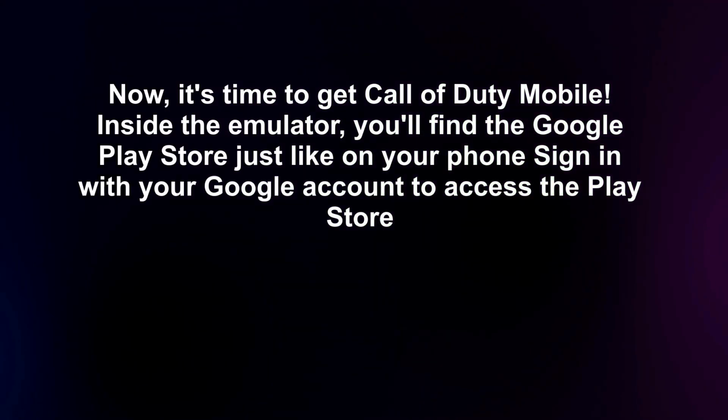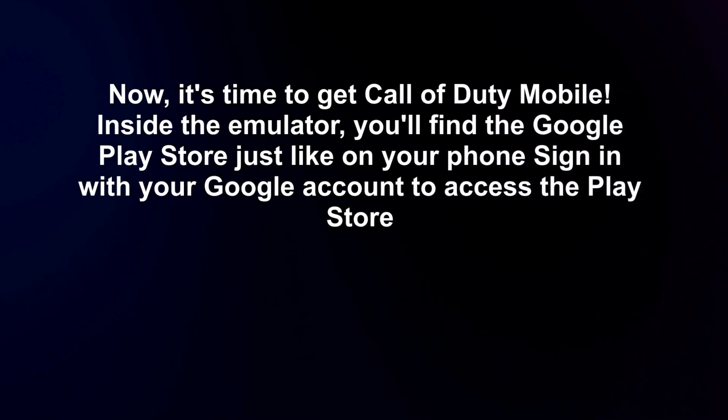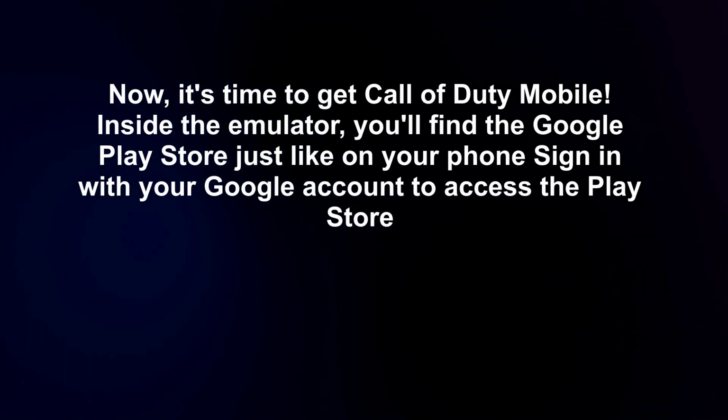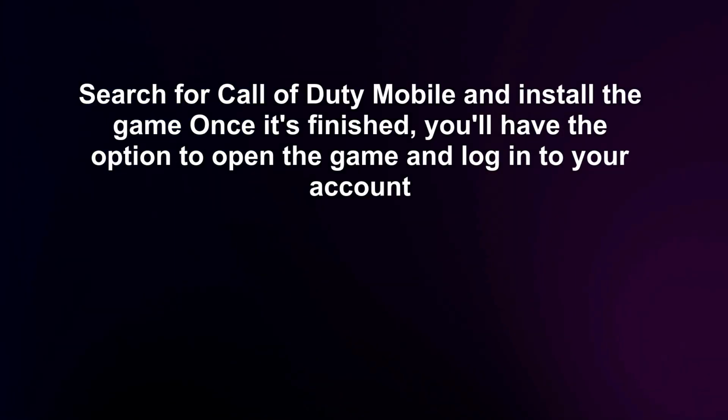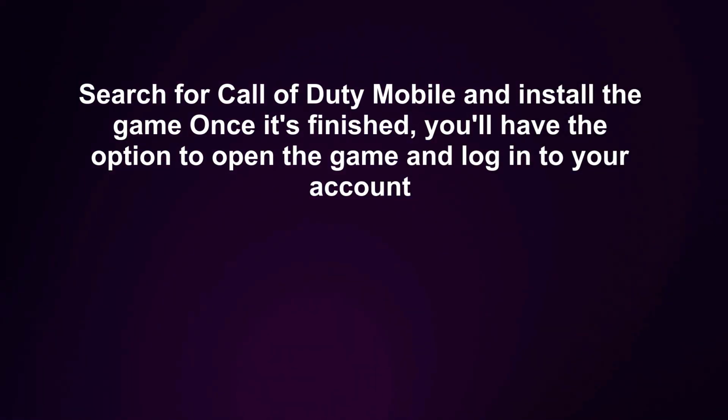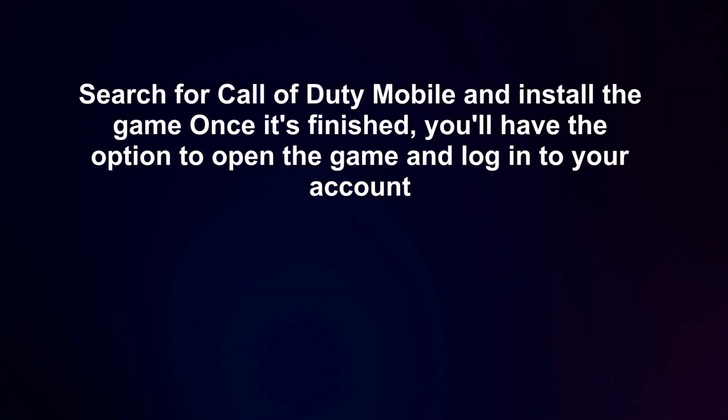Now, it's time to get Call of Duty Mobile. Inside the emulator, you'll find the Google Play Store. Just like on your phone, sign in with your Google account to access the Play Store. Search for Call of Duty Mobile and install the game. Once it's finished, you'll have the option to open the game and log into your account.